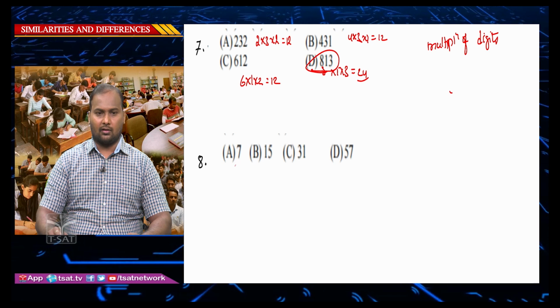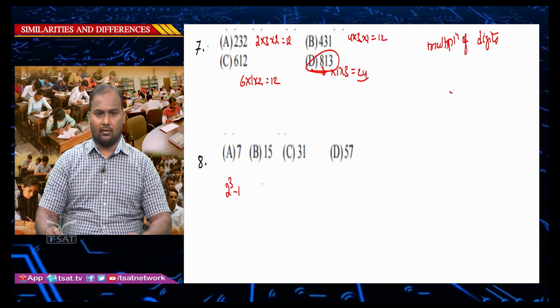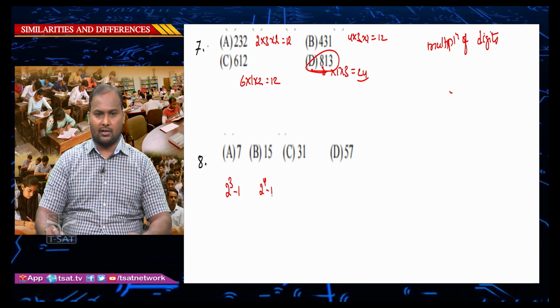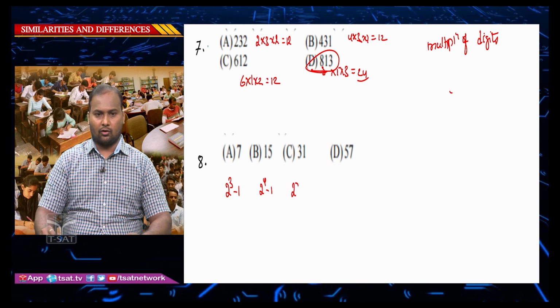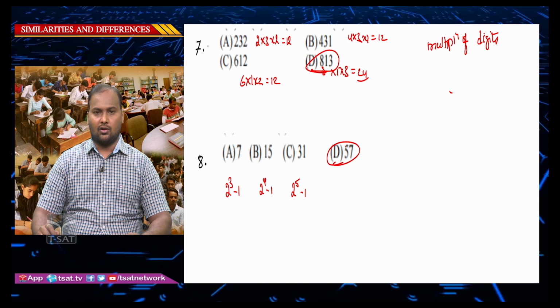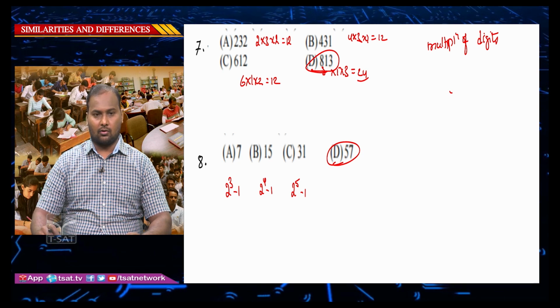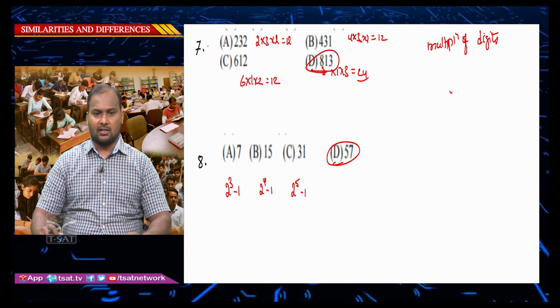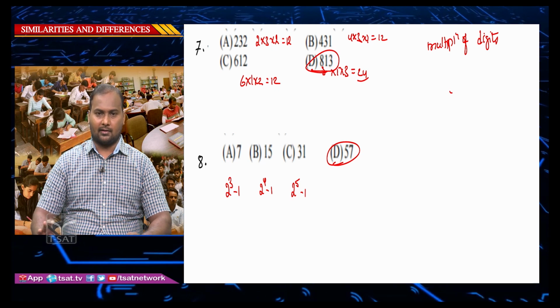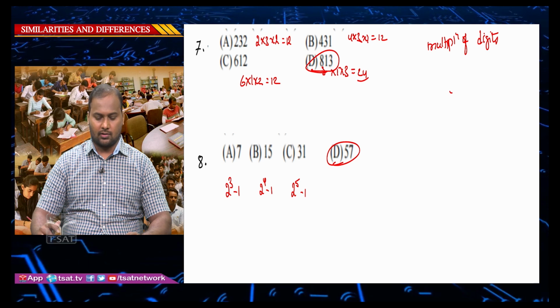If you see 7, I can write it like 2 cube minus 1. If you see 15, I can write it like 2 power 4 minus 1. And 31, I can write like 2 power 5 minus 1. And which is not possible for option D. So our answer is option D. So what is the common similar thing about this one? The similar thing is everything is 2 power something minus 1. That is the logic here.